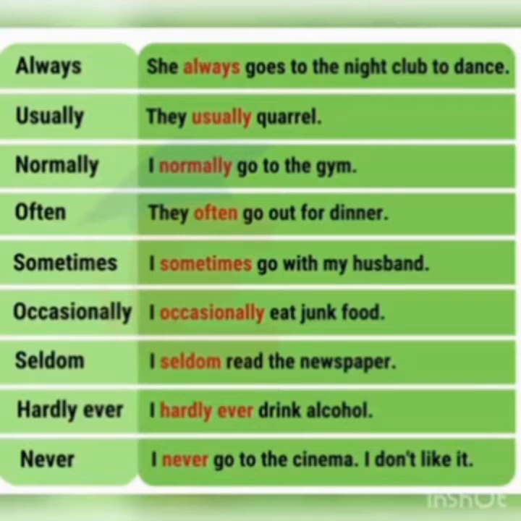As you can see, we use the adverbs of frequency after the subject. In all the sentences, I used the pronoun I. After the pronoun I, or she, or he, or they, or we, we need to put the adverb of frequency and then the verb. I always, I usually, I normally, I often, I sometimes, I occasionally, I seldom, I hardly ever, and I never.